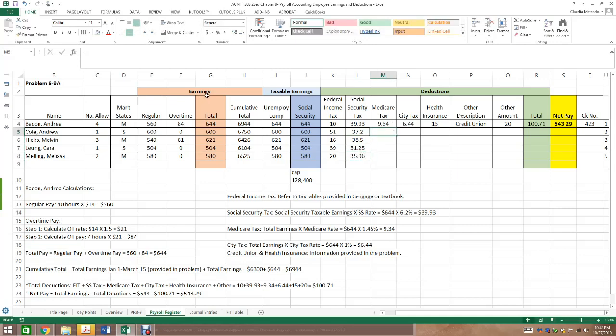Medicare tax is the amount of your total earnings times 1.45%. Remember, Medicare does not have a cap. You always pay Medicare tax on everything that you make. The city tax was 1% of your total earnings. If you're going to look at your total earnings, you're going to multiply by 1% to get your city tax.